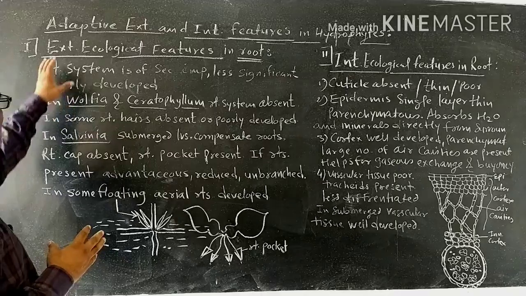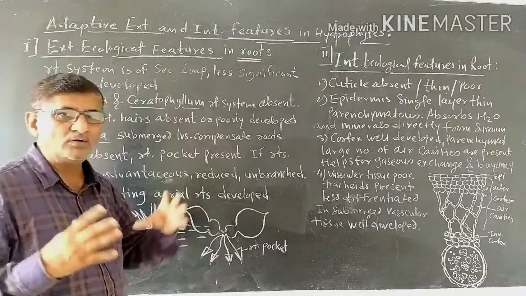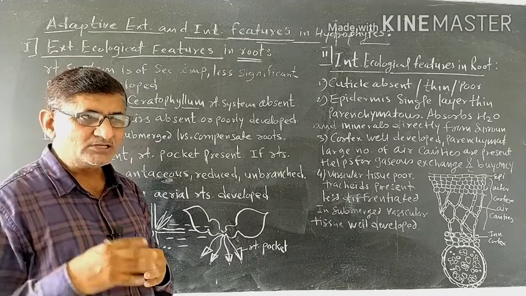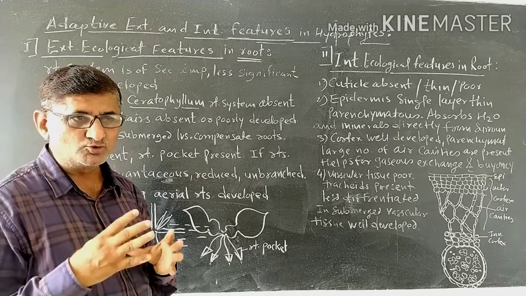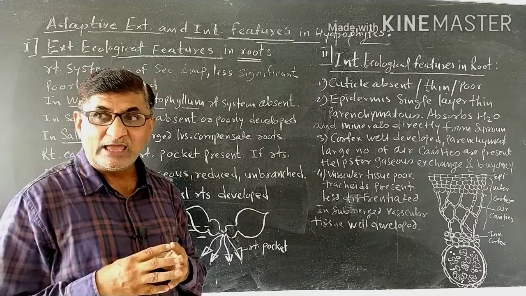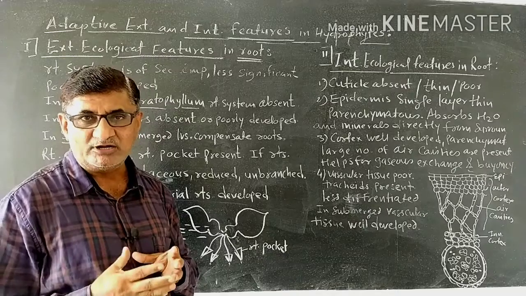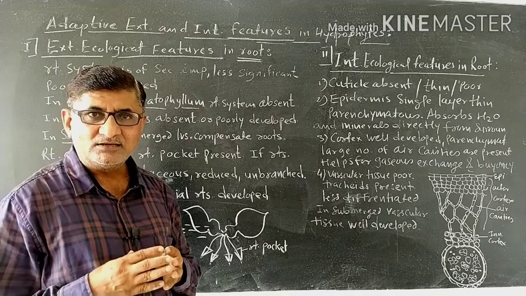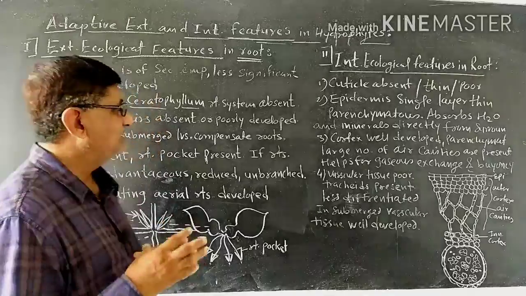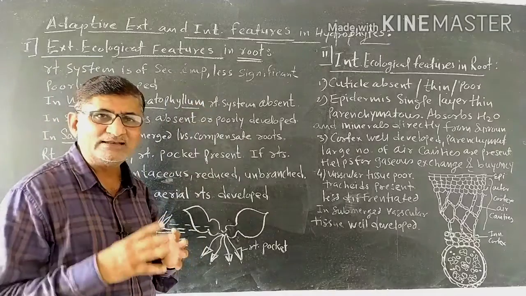We will first see the external ecological adaptations or features in the root of hydrophytes. What are the different external features or ecological adaptations developed in the roots of hydrophytes? You know, root is an organ that is required for the absorption of water, but here the plant itself is living in the water. So is it necessary for the root to be present or well developed? That we want to see in the adaptations. In hydrophytes, the root system is of secondary importance and given less significance.